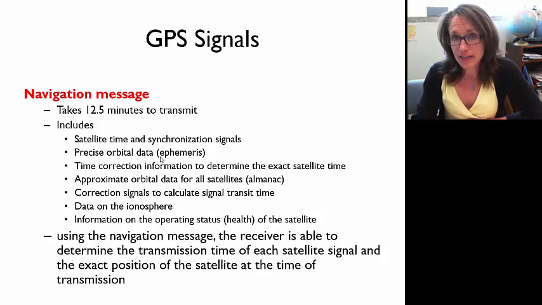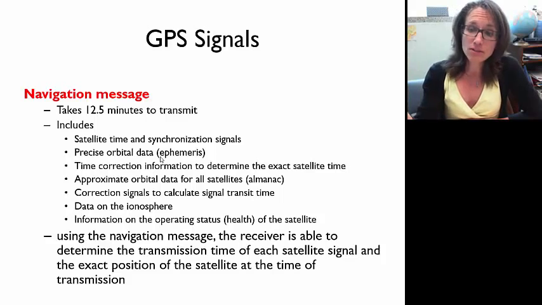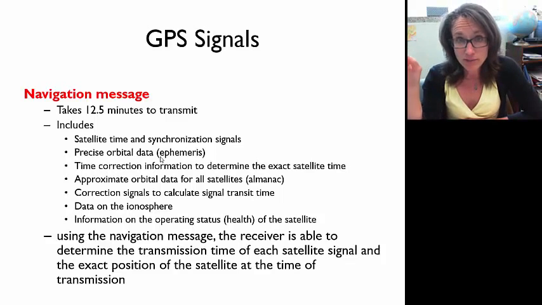It includes any kind of time correction information to determine the exact satellite time, and it includes orbital data for all of the satellites. It includes any correctional signals that it knows on, data of the ionosphere. Not all GPS receivers can take advantage of ionospheric data, but some can, and information about the operating status, the health of the satellites. And so your receiver then is going to use this navigation message and determine the transmission time of each satellite signal, and knowing the exact position of the satellite and the time delay, then it can calculate the distance of the satellite, and then using the location of the satellite, figure out where the GPS receiver is.